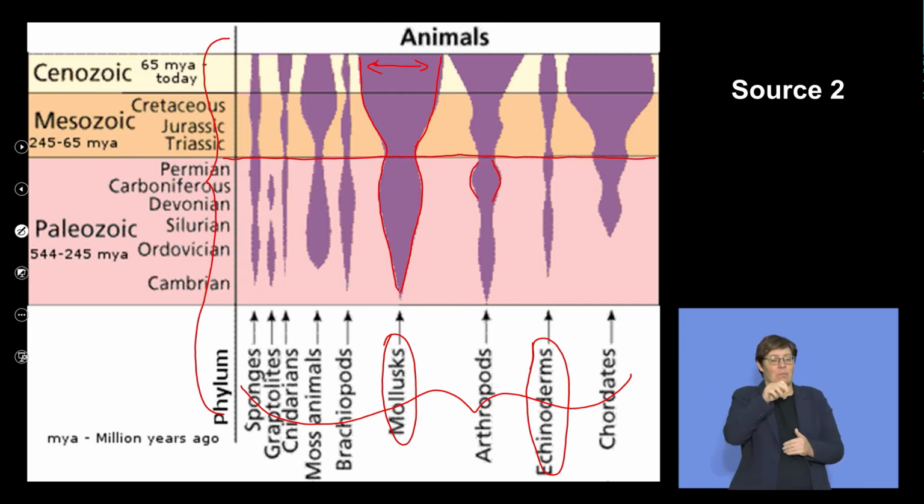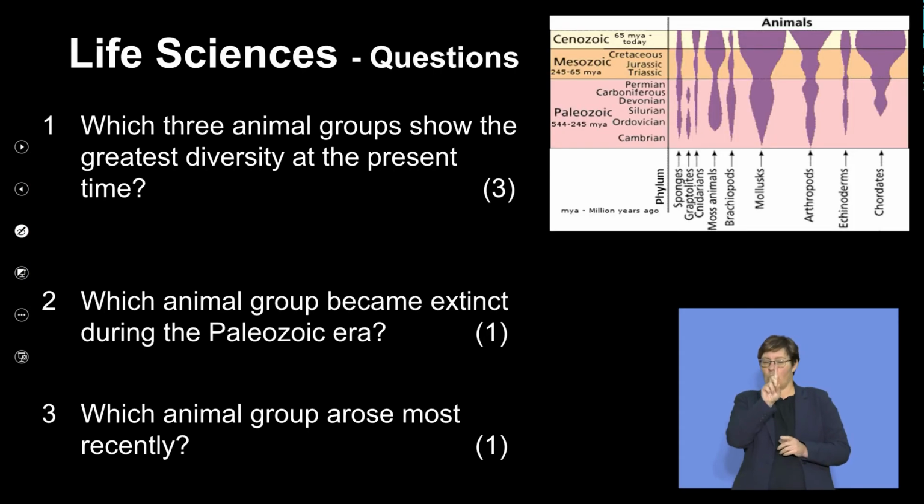Permian period. And we shouldn't be surprised at that, because we already know that at the end of the Permian period, there was this huge mass extinction which killed off many different types of species. Now, what can you be expected to extract from a diagram like this? So let's have a look at the questions which could be asked.